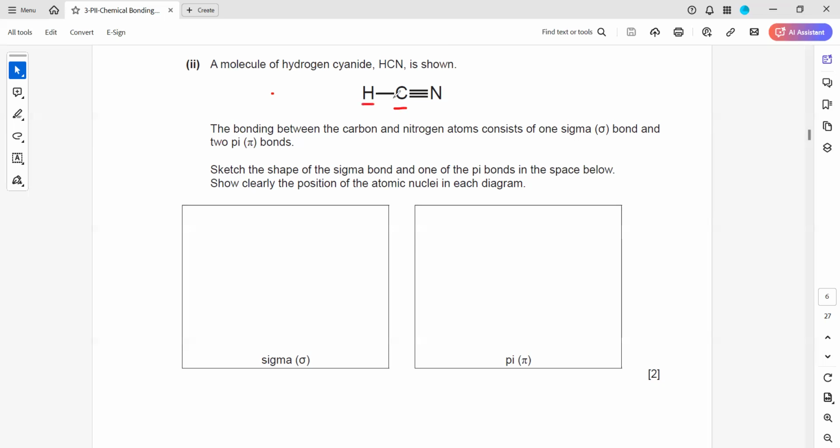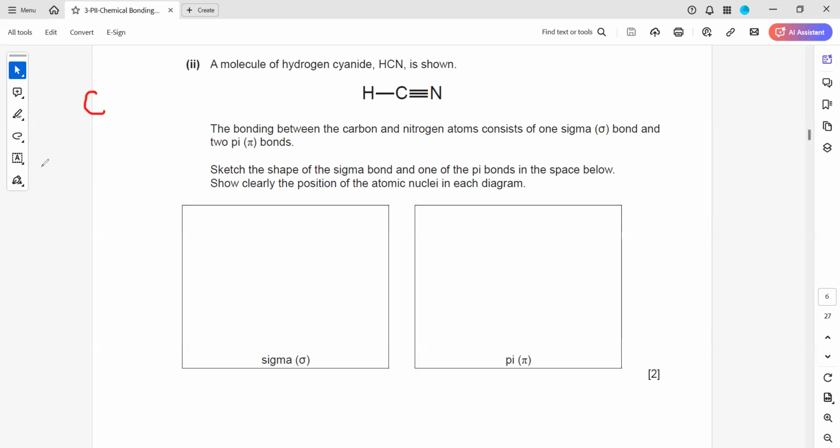between a carbon and the hydrogen, we have to, as the bonding between the carbon and nitrogen consists of 1 sigma and 2 pi bonds. Sketch the shape of 1 sigma bond and 1 pi bond in the space below. First, you can draw the orbitals. The best way to draw the overlapping is to show the electron density map in the overlapping of the orbitals.